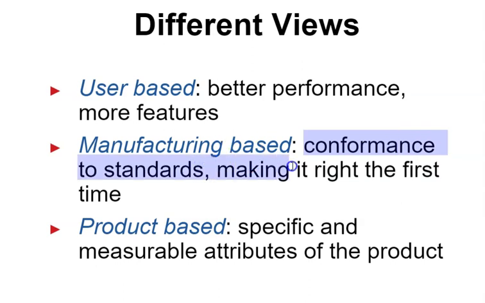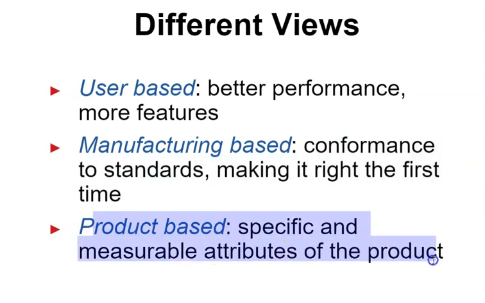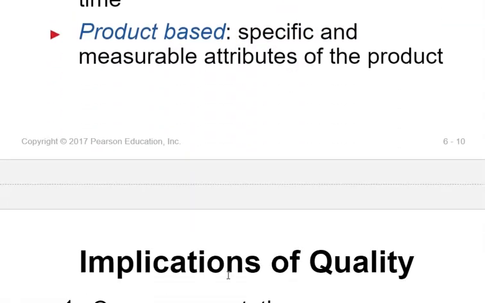Conformance to standards, making it right the first time. That's what we said before. You don't want to pay or spend a lot on repairs. Product based: specific and measurable attributes of the product. From the perspective of the product itself, you want to make sure that it's specific and you have measurable attributes or factors. Why? Because for improvement of the procedure, you need to measure the quality of your product, right? If you can't measure the quality of your product, you can't control it. So make sure that is there.